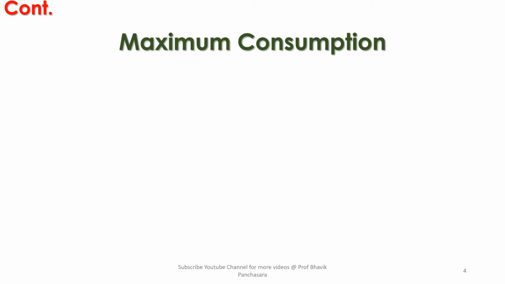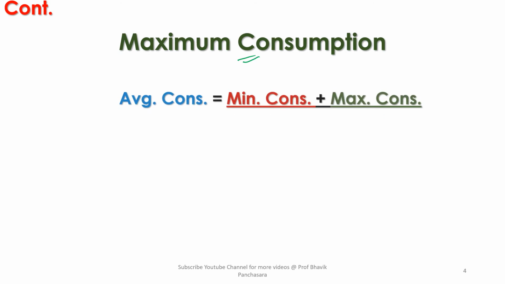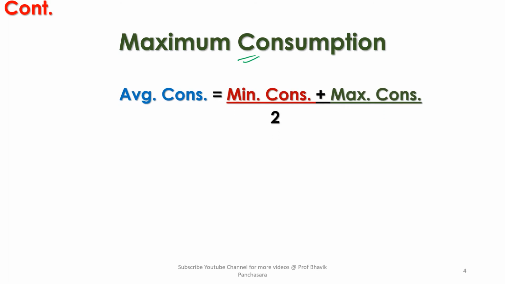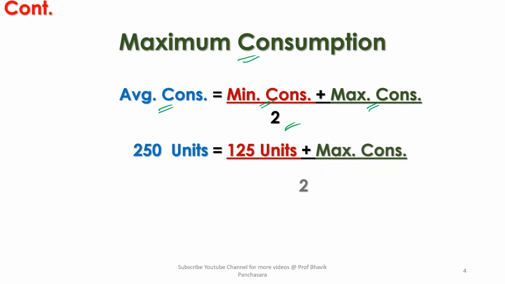After that, before we move further, we have to calculate maximum consumption. So, let us see the formula. On the basis of average consumption, we will calculate it. So, average consumption is equal to minimum consumption plus maximum consumption divided by 2. So, let us put the values. Average consumption is 250 units, minimum consumption is 125 units.